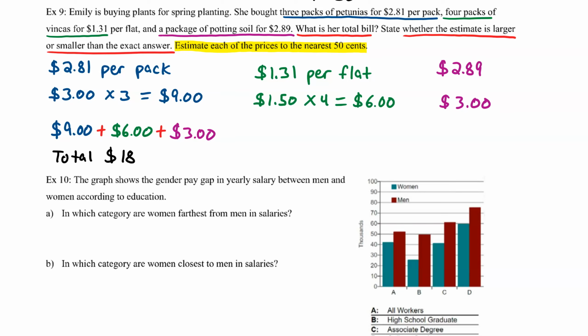So we found the total bill, but the second half of the question said to state whether the estimate was larger or smaller than the exact answer if we were to actually calculate everything without estimating. And if we think about this for just a second, hopefully we should all realize since we've rounded each of those values up in rounding to the nearest 50 cents, each of those scenarios is an overestimate. So that means the grand total is going to be an overestimate, meaning it'll be larger than the exact answer.